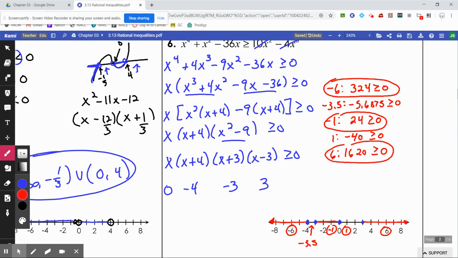So my solutions will be from negative infinity up to this point at negative 4, and we are including it, or everywhere from negative 3, I believe is what that is, up to 0, or anything from 3 to infinity. So there are all the solutions to this inequality.